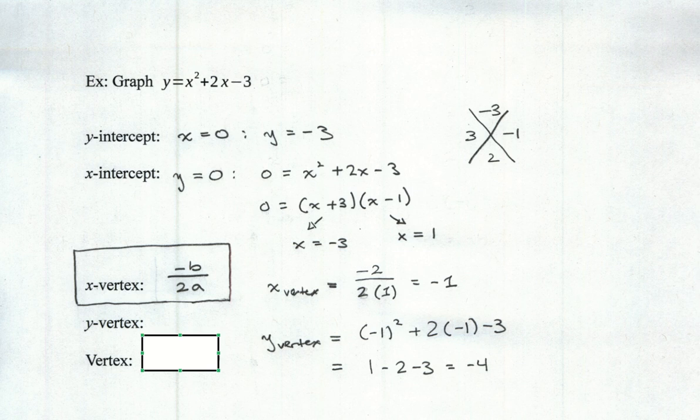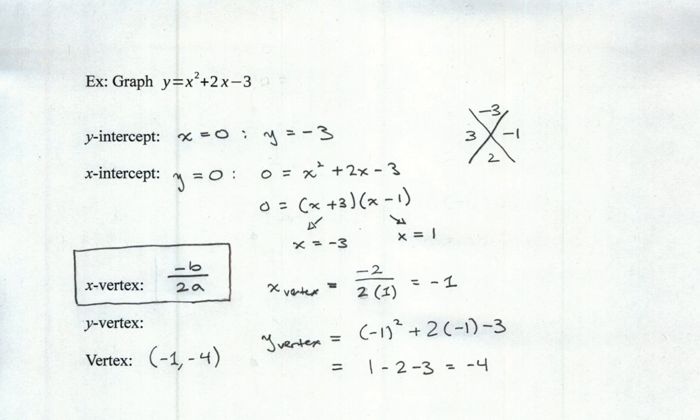So the vertex itself is a point. We saw that in the previous two examples. It has an x and a y coordinate. So for our example, the vertex is -1, -4. Now you're probably thinking to yourself that graphing a parabola, which is what I'm kind of asking you to do, is not really the most important part of this question.